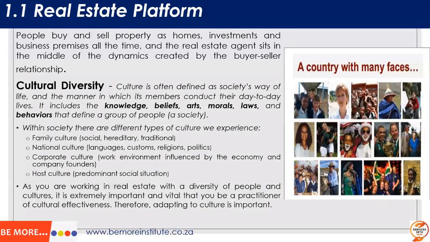What are these dynamics we are talking about? Cultural diversity. South Africa is known as a country with many faces, as you can see on the picture on the right. What is culture? Culture is often defined as a society's way of life, the manner in which its members conduct their day-to-day lives. It includes the knowledge, beliefs, arts, morals, laws, and behaviors that define a group of people that we usually refer to as society. Within a society, there are different types of cultures.